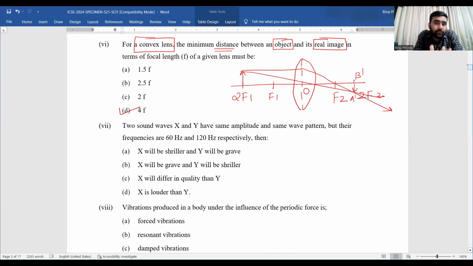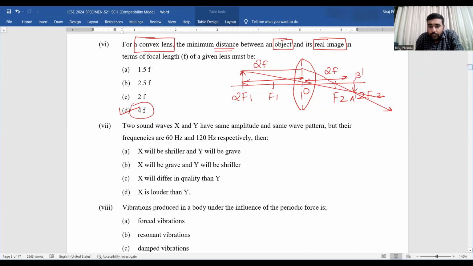You know how I got 4f? The distance between the object and the optical center will be 2f. The distance between the optical center and the image will also be 2f. So 2f plus 2f will give you 4f. They want the distance between the object and its real image. This is the arrangement. This is the setup for option C. Let us proceed to the 7th one.